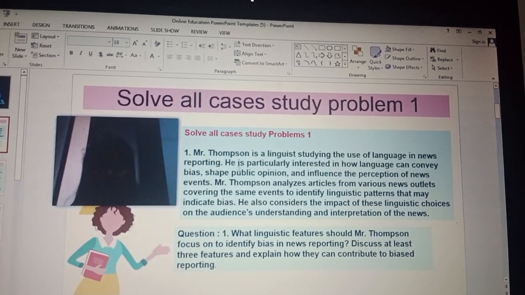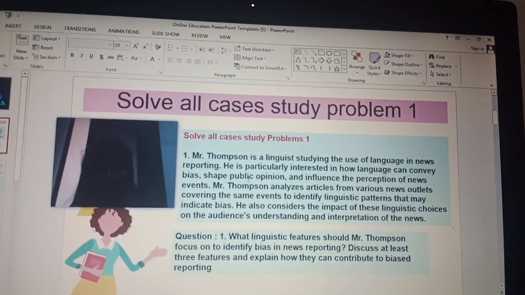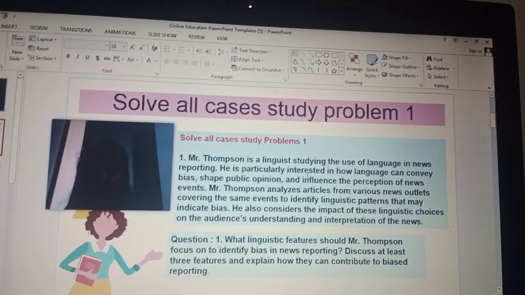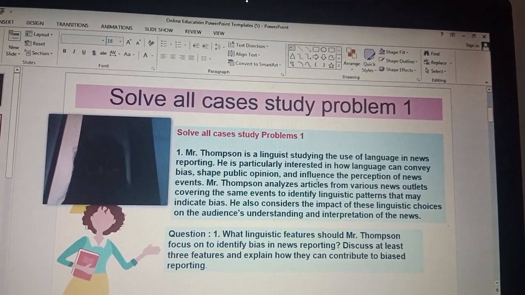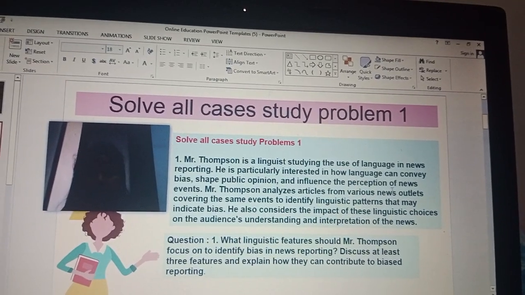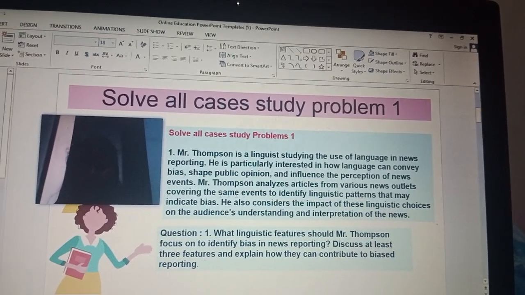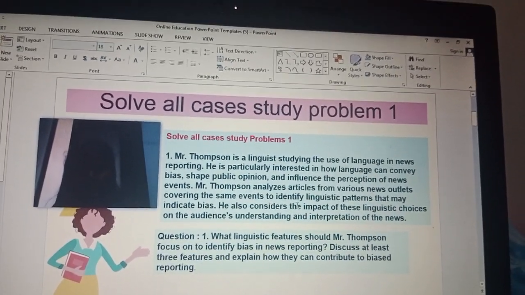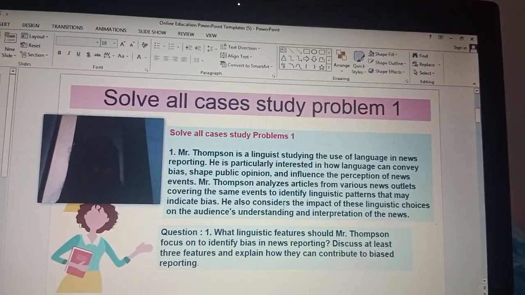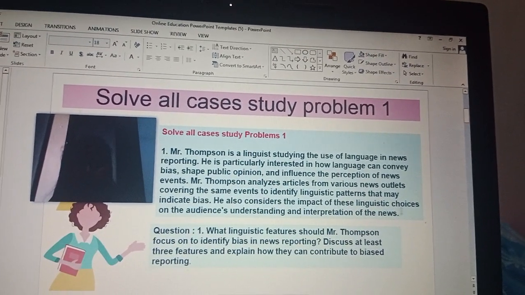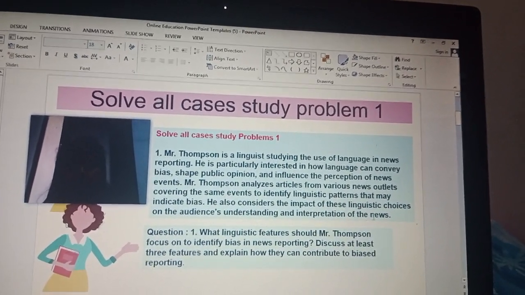Number 1. Mr. Thompson is a linguist studying the use of language in news reporting. He is particularly interested in how language can convey bias, shape public opinion, and influence the perception of news events. Mr. Thompson analyzed articles from various news outlets covering the same event to identify linguistic patterns that may indicate bias. He also considered the impact of these linguistic choices on the audience's understanding and interpretation of the news.